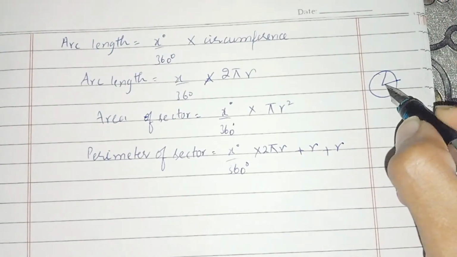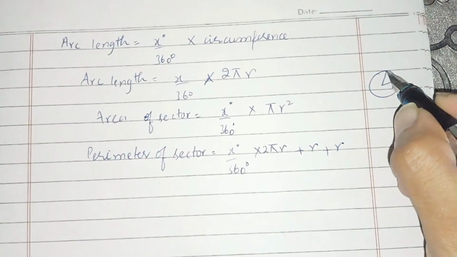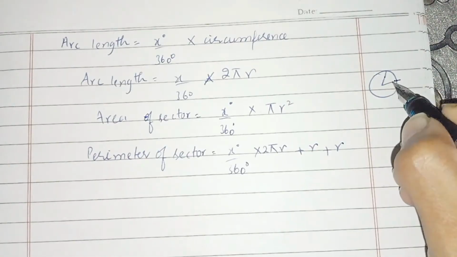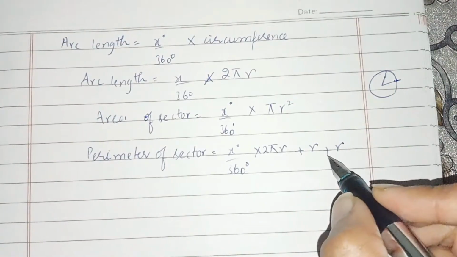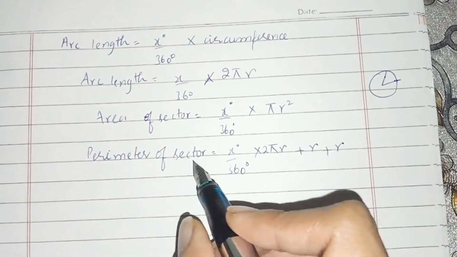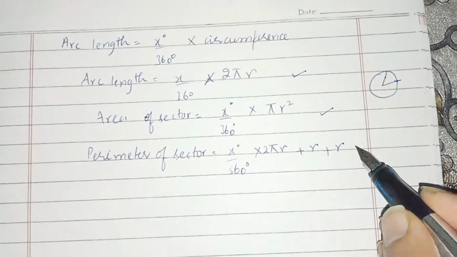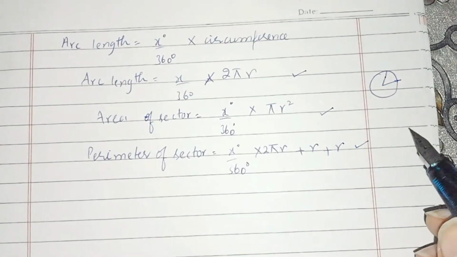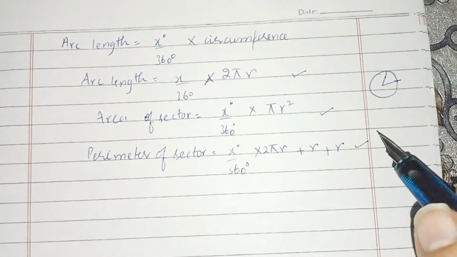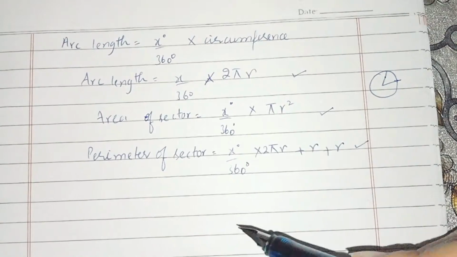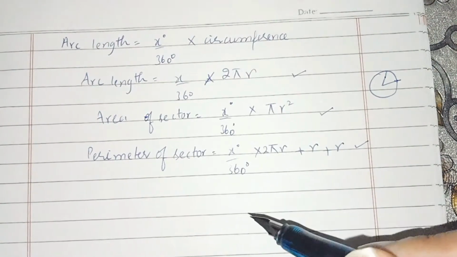Let's suppose that is a sector. You have to find the perimeter. This is the circumference and this is the radius and radius. Now we have to add it and then we get the perimeter. These three formulas you have to keep in mind before the start of this exercise. If you have command in these formulas, you can solve this exercise within a minute.